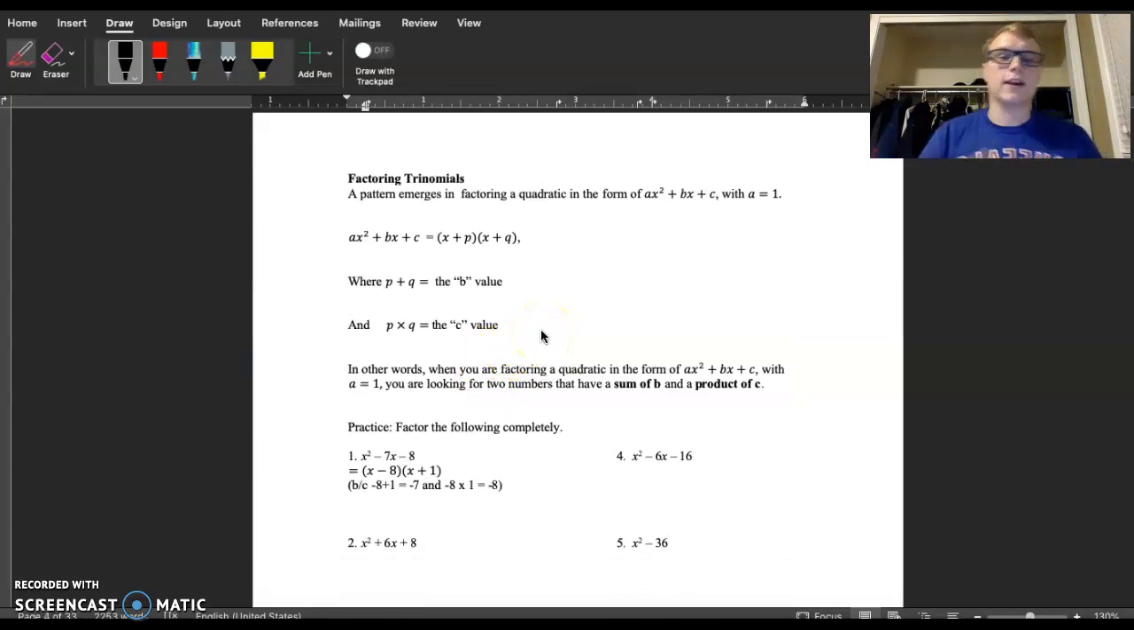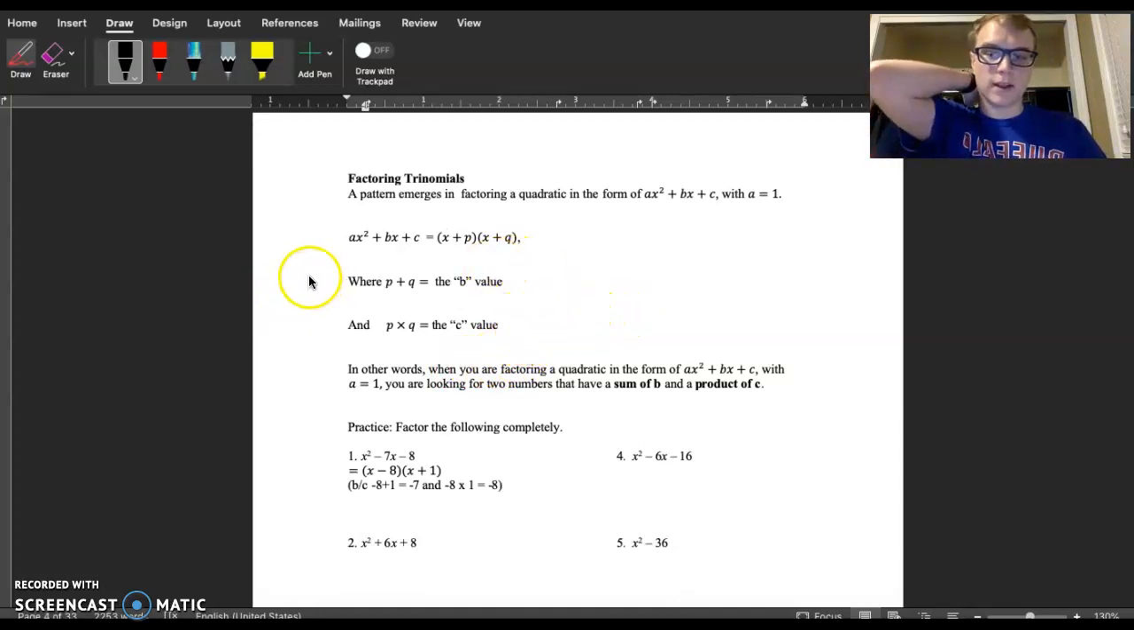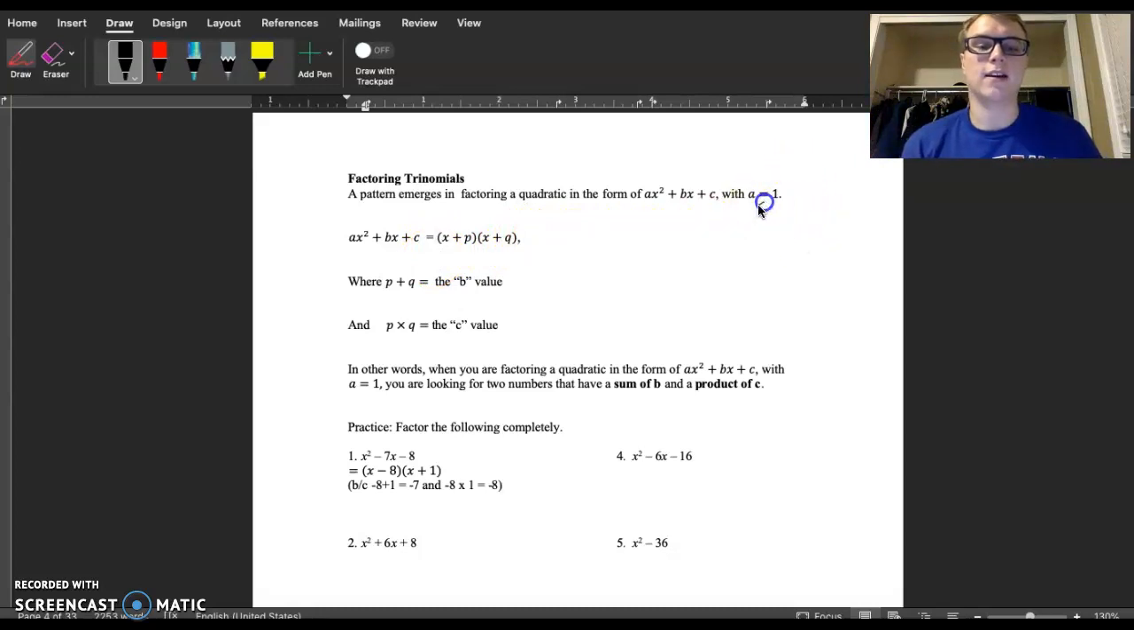And then the typical factoring you would see mostly is with the form ax squared plus bx plus c, and in particular for this one we're going to be focusing on when a is equal to 1. So when that happens, this b is equal to the sum of p and q, and the product of those two, as we see here, is what our c value is.